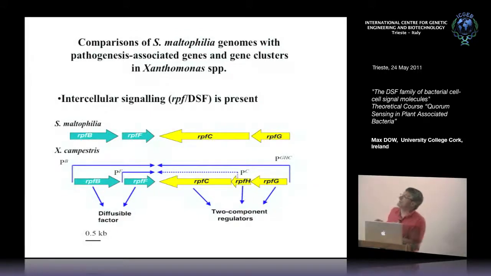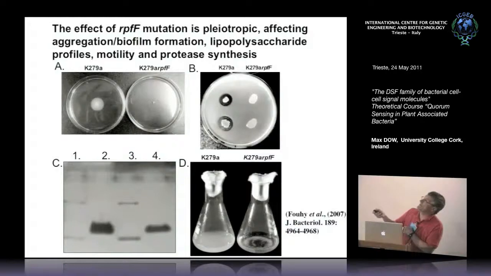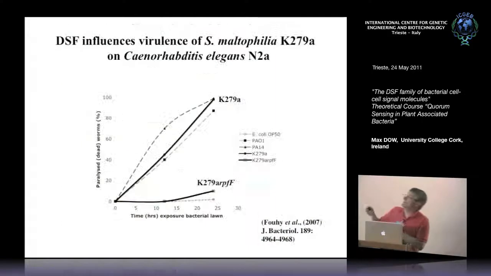And when we knocked out the elements of the cluster, let's say the RPFF mutant, we saw a range of phenotypes, the sort of phenotypes that we can see in Xanthomonas campestris. A lack of motility, a reduction in protease production. This is a serine protease that may contribute to the virulence of this organism. A change in the LPS profile, and then an aggregated behavior when grown in flasks. If we look at the ability of this strain to kill nematodes, we can see that the strain has a very low ability to kill nematodes compared with the wild type.